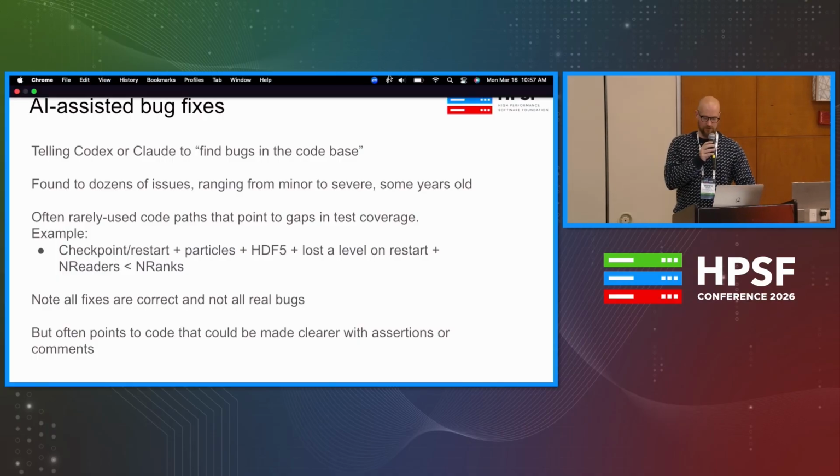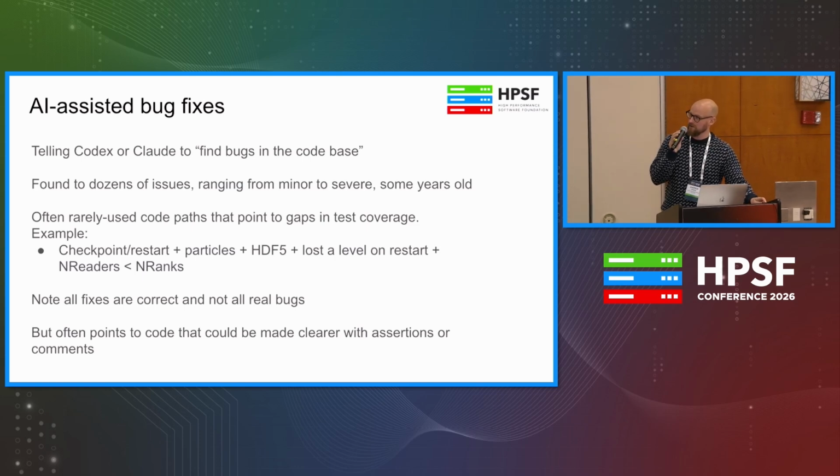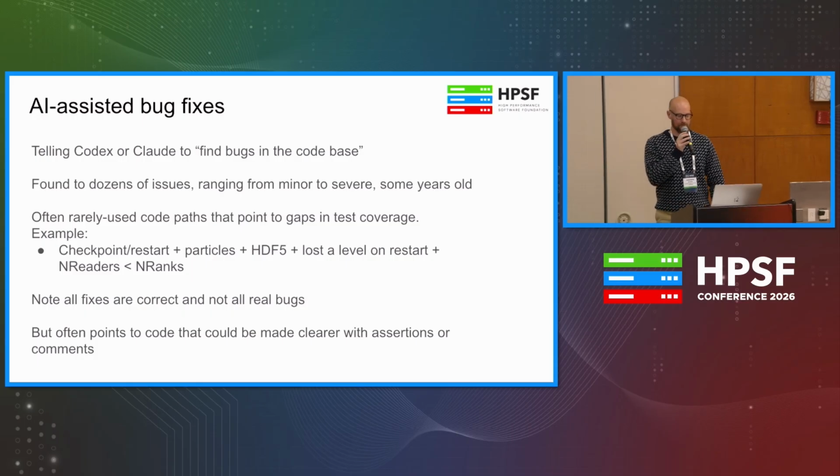A very practical thing that we found useful with the AI coding agents is just telling them to find bugs in the code base. We did this with both Codex and Claude, and they found dozens of issues. They're not always right about there being a bug, and the patches they suggest aren't always correct. But in some cases, we found things that were genuine bugs, and had been there for years. It's often pointing to a gap in our test coverage, so rarely trodden code paths.